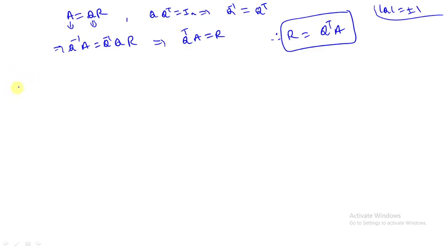We discussed the generalized one. This was a square matrix. If the matrix is not square, how do we decompose it? Next we'll discuss an example: generalized QR decomposition.